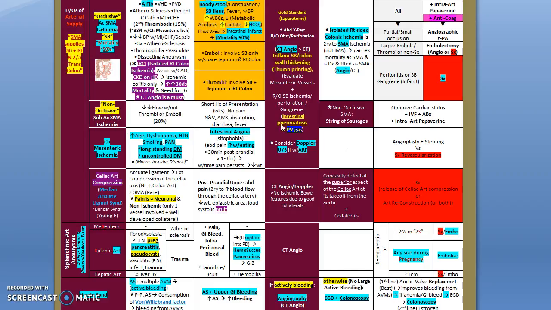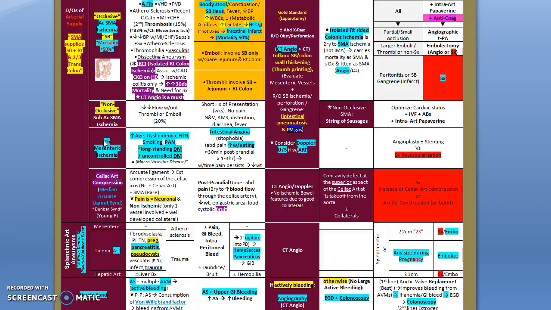The diagnosis is again through the CT angiogram, and it would show what's called a string of sausages on the CT angio. Treatment is usually directed towards the etiology through optimization of the cardiac status, along with the supportive measures.